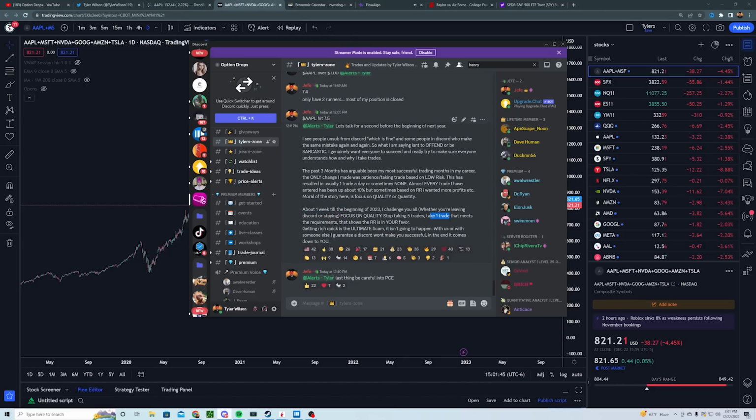Take one trade that meets the requirements, that shows the risk reward is in your favor. For instance, you're looking to risk 5% to maybe make 20%, 25% on an option. Getting rich quick is the ultimate scam. It isn't going to happen with my Discord or someone else's. You're not going to get rich quick. And I guarantee a Discord will not make you successful. In the end, it comes down to you.